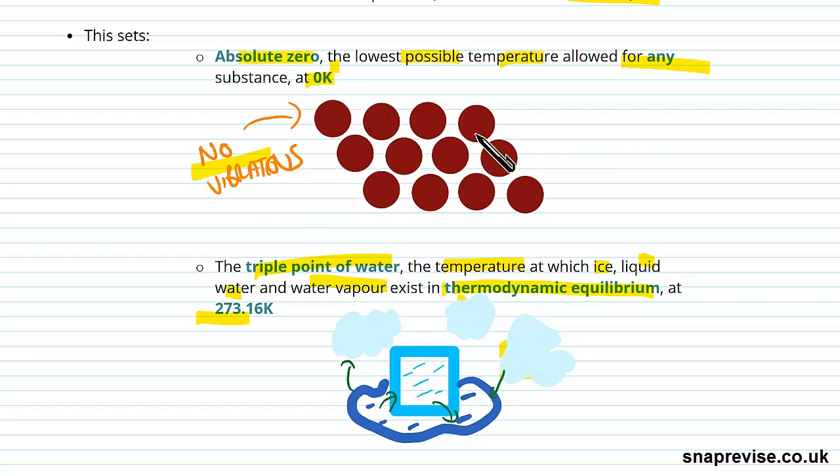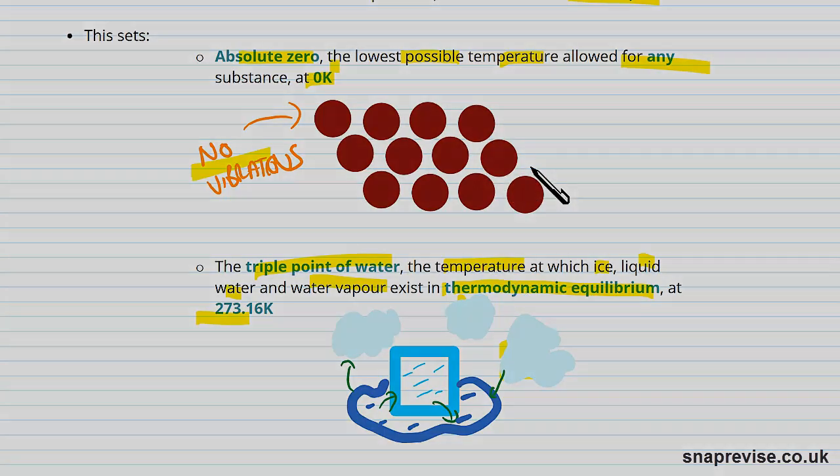There's no internal energy because there's no kinetic energy. There are no vibrations. 0 Kelvin means that you have no energy whatsoever, apart from the mass energy you're made out of and whatever light energy is going into your bonds, and you can't do any more.